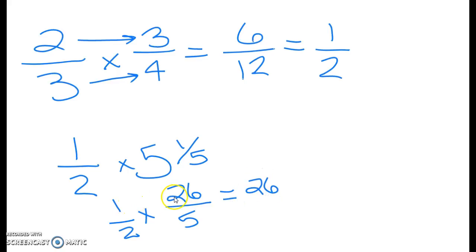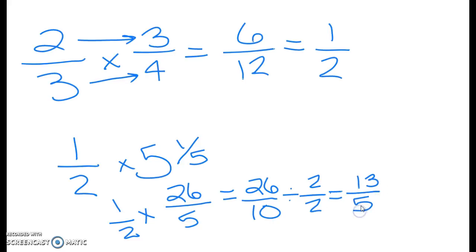26, because 1 times 26 is 26. Multiply your denominators. 2 times 5 is 10. And in this case, we can reduce by dividing both the numerator and the denominator by 2. And this gives us the answer of 13 over 5.